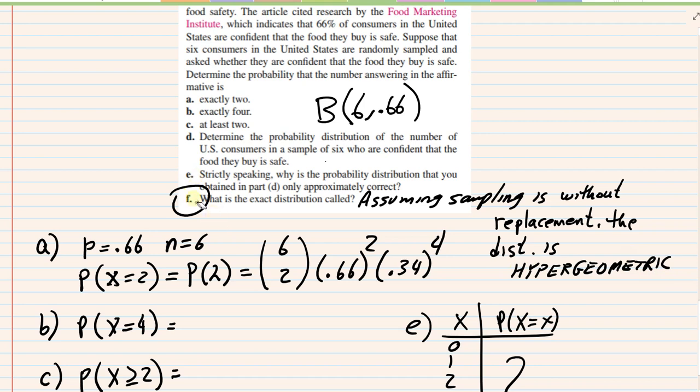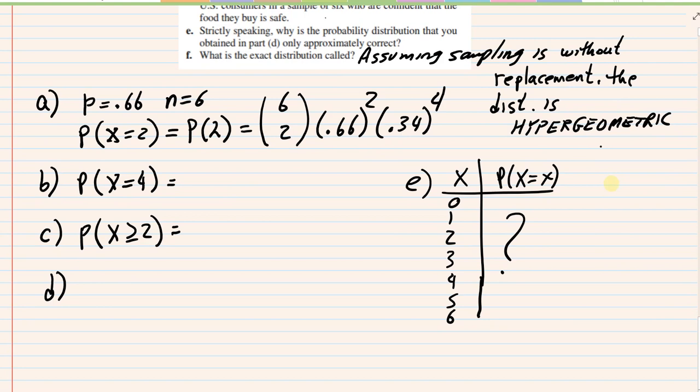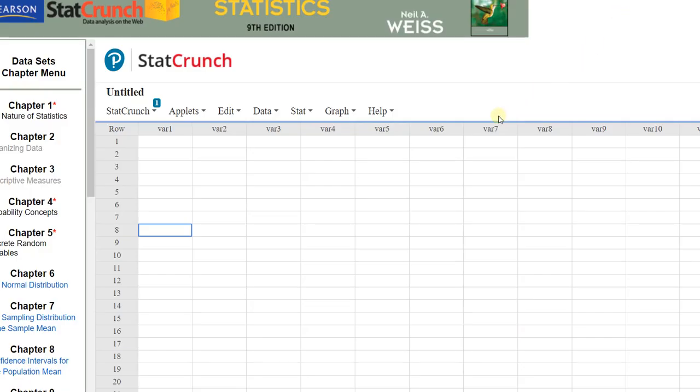We don't cover the hypergeometric distribution. But anyhow, going forward, we're not going to make that assumption. We're going to assume sampling is actually with replacement, so we don't have to do a hypergeometric distribution. It's more complicated than binomial. Okay, I need to go to StatCrunch, so let's go to StatCrunch and do this.